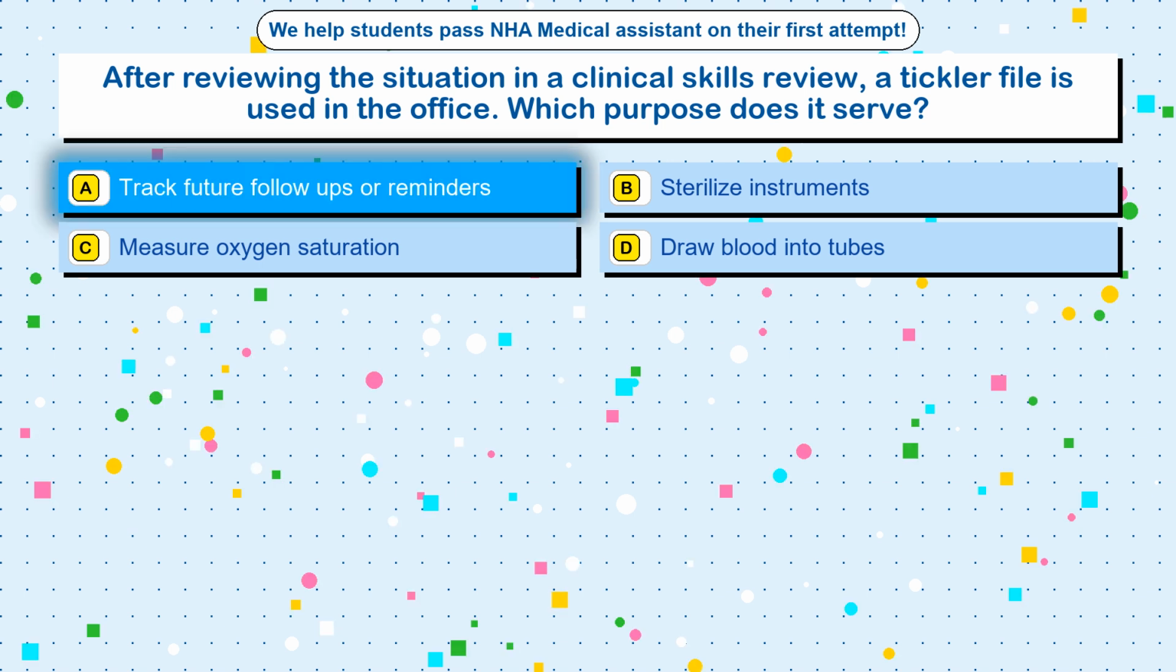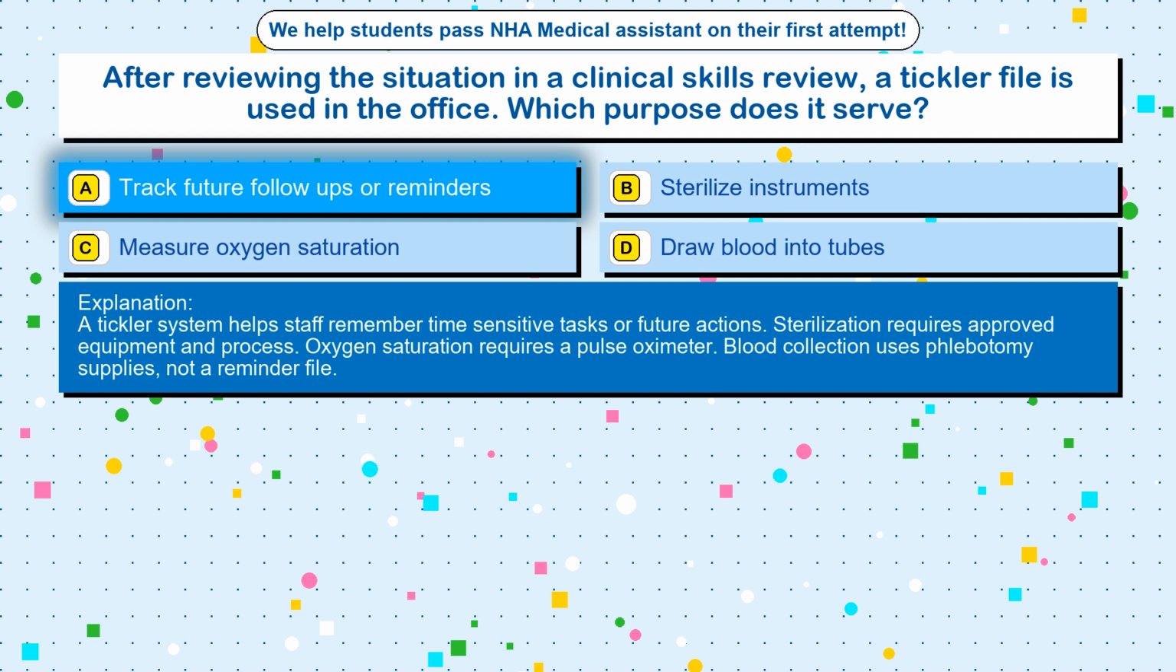The correct answer is option A, track future follow-ups or reminders. A tickler system helps staff remember time-sensitive tasks or future actions. Sterilization requires approved equipment and process. Oxygen saturation requires a pulse oximeter. Blood collection uses phlebotomy supplies, not a reminder file.